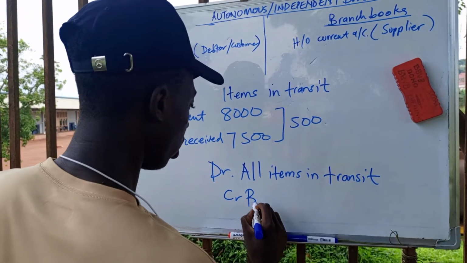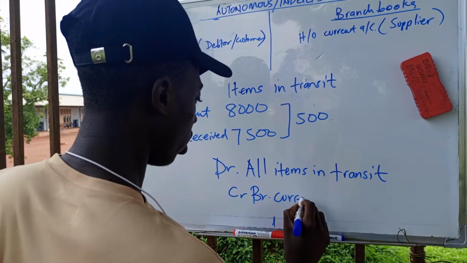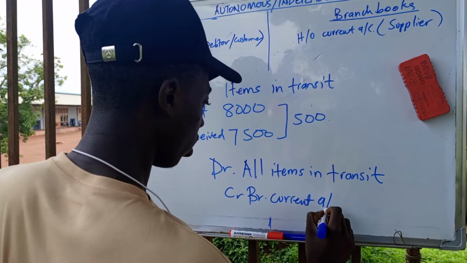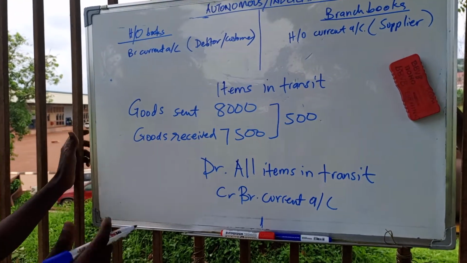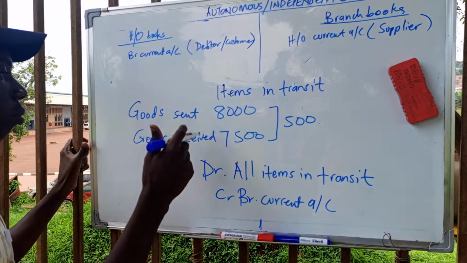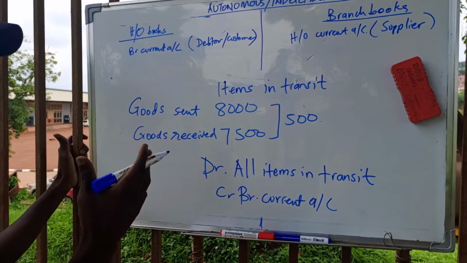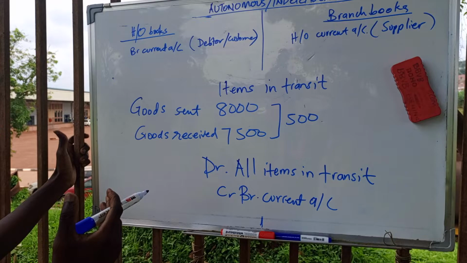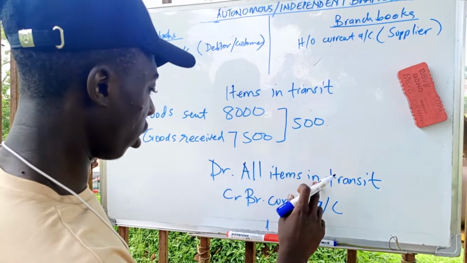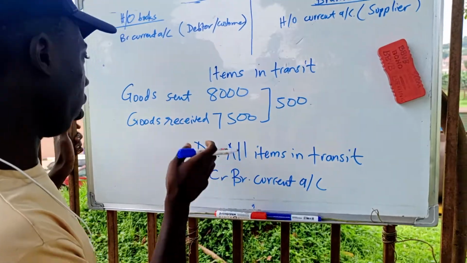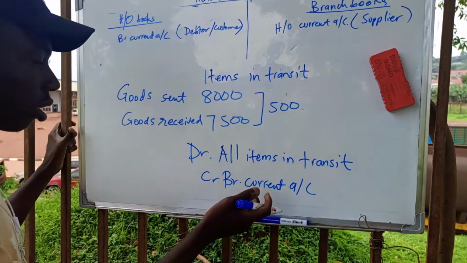Then we credit the branch current account. So whether it is goods in transit or cash in transit, say the cash that the branch sent to the head office is 5,000 and what was received is 4,500, it implies that there is some cash in transit. So you're supposed to debit that cash in transit, then you credit the branch current account. If it is goods in transit, you perform the same operations.